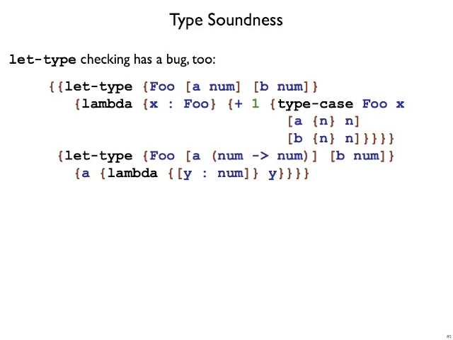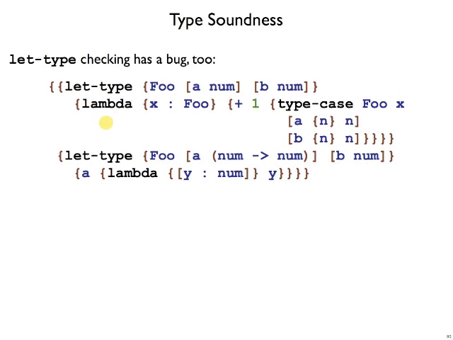Our type checking for let type also has a bug in it, and this one is more subtle. Here I have an application, this curly brace is an application, of the result of this type to the result of this let type. This let type defines foo locally, and it returns a function that wants a foo as an argument, where foo has variance a and b. This expression defines type foo, and it returns a foo, constructed with a. And so this expression has type foo. This is a function that wants type foo as an argument.